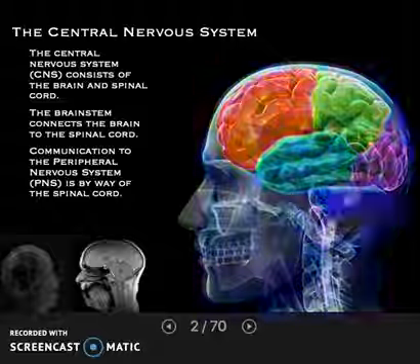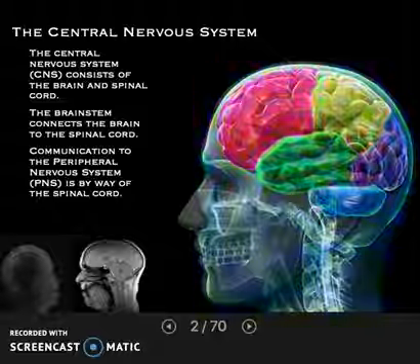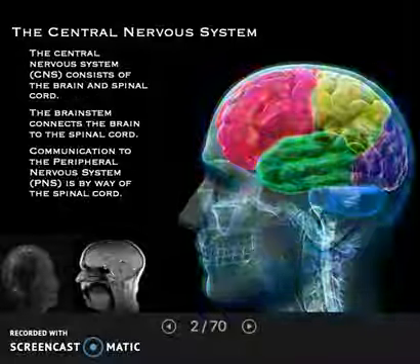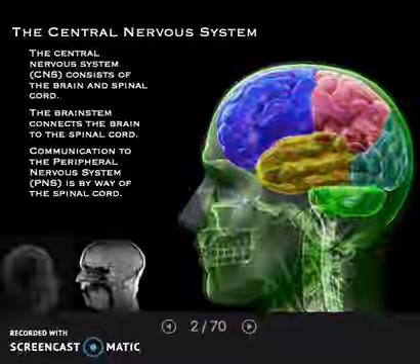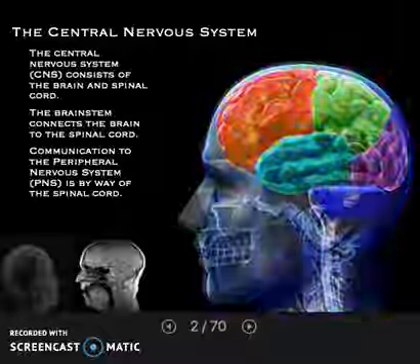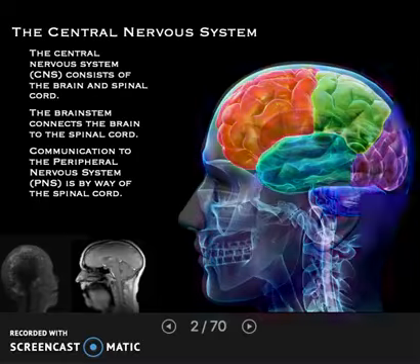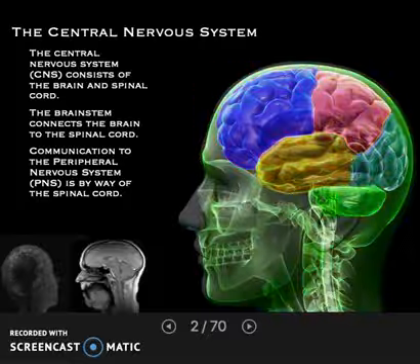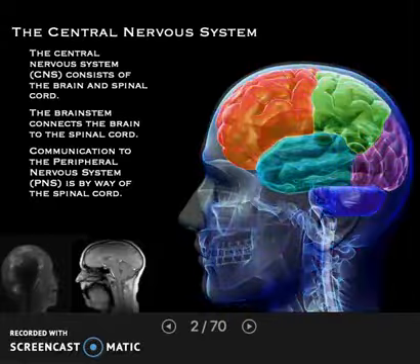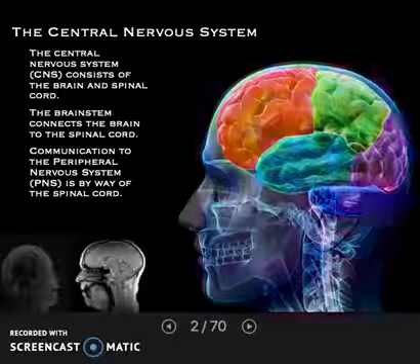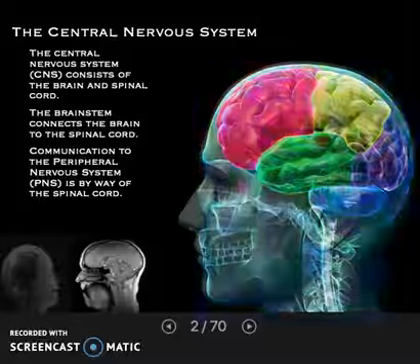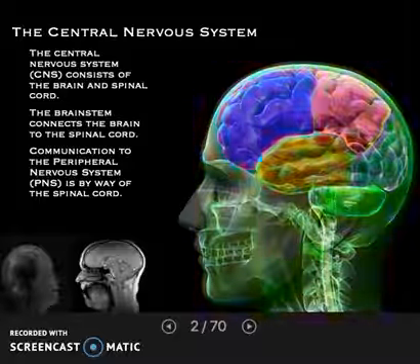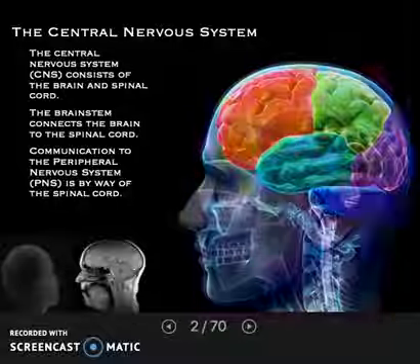So recollect from our previous experiences that the central nervous system is made up of the brain and the spinal cord. And of course, the brain has a number of different regions that we'll look at in some detail, and it's connected to the spinal cord through a structure called the midbrain, which has a lot of complicated names associated with it. And of course, the CNS communicates with the PNS, or peripheral nervous system, via the spinal cord.